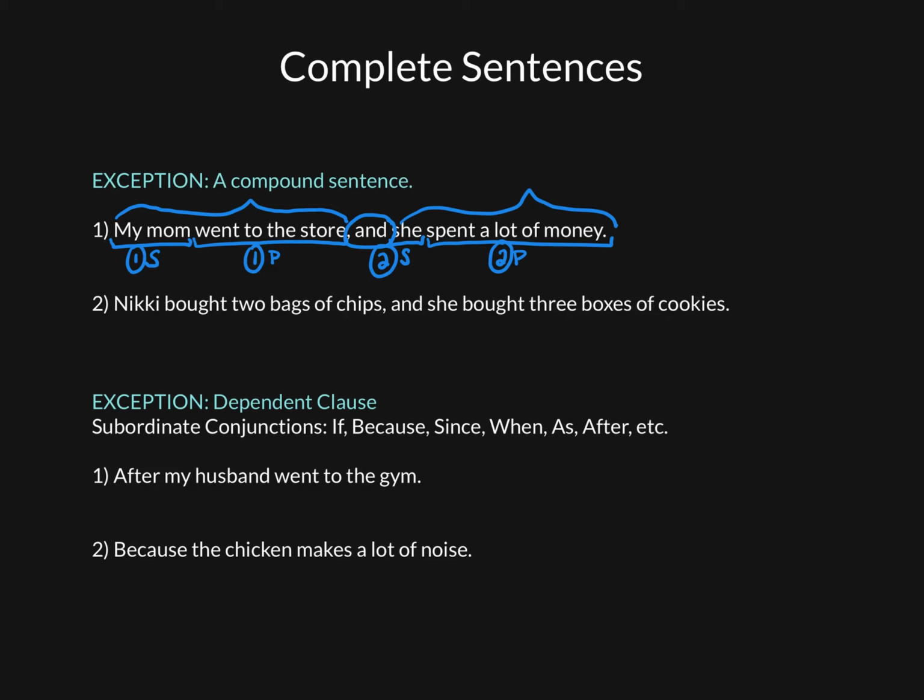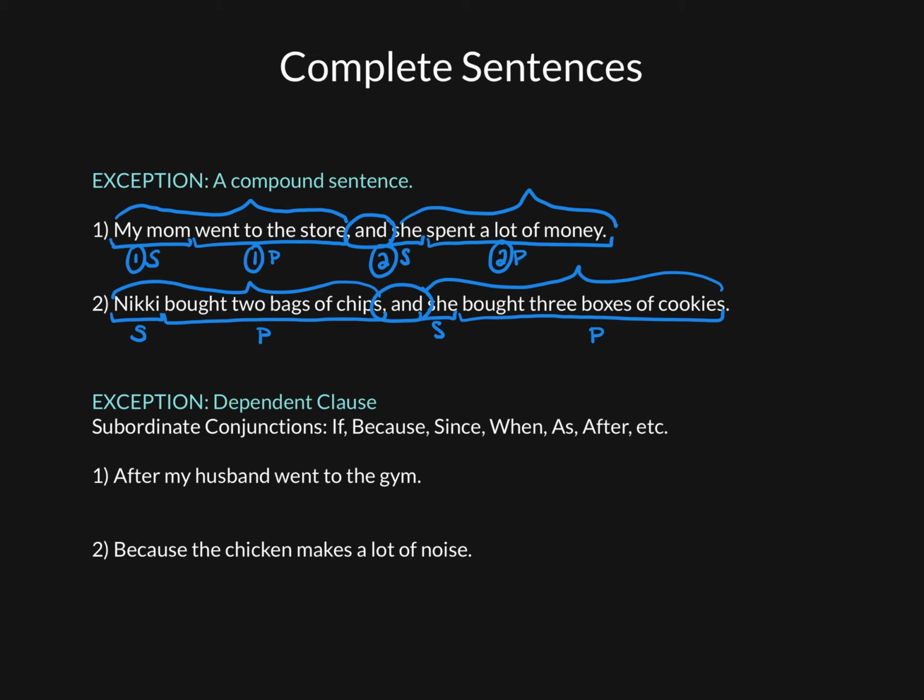Now, in our next one, we have Nikki bought 2 bags of chips and she bought 3 boxes of cookies. So again, we have a subject, Nikki. Then we have another subject, she. Then we have bought 2 bags of chips, which is our predicate. And then bought 3 boxes of cookies, which is our predicate. Once again, we could see that here we have a complete sentence because we have a subject and predicate. Here we have a complete sentence because we have a subject and predicate. But since we have this and in the middle of the sentence, this makes it a complete sentence instead of a run-on.